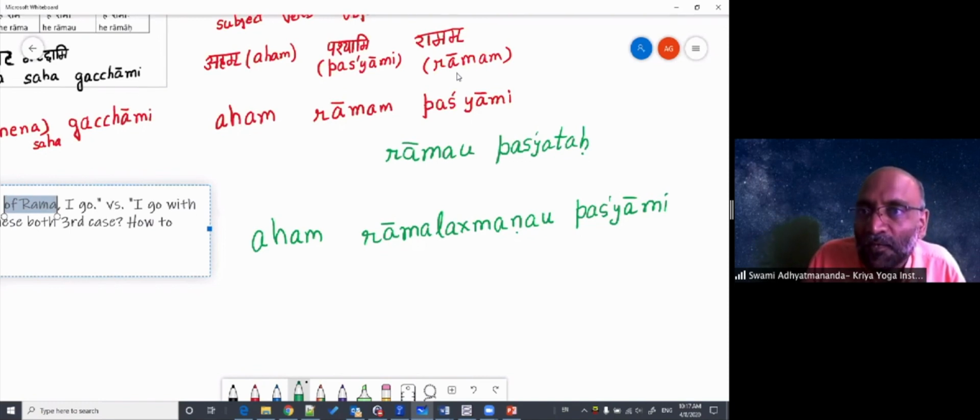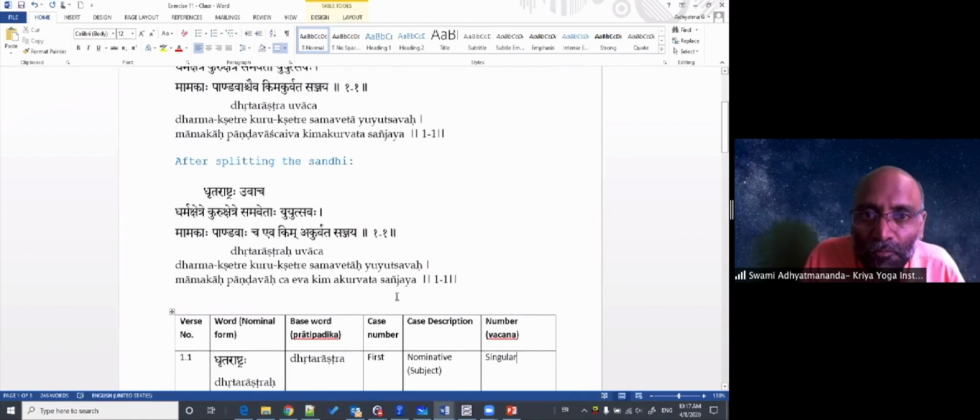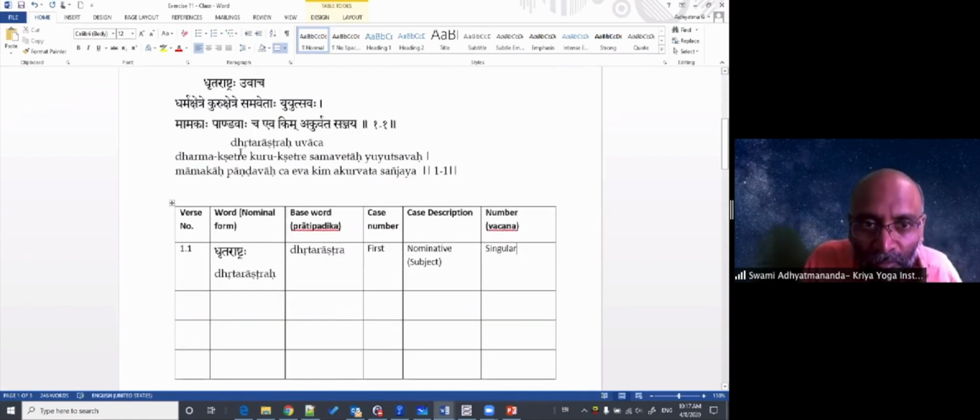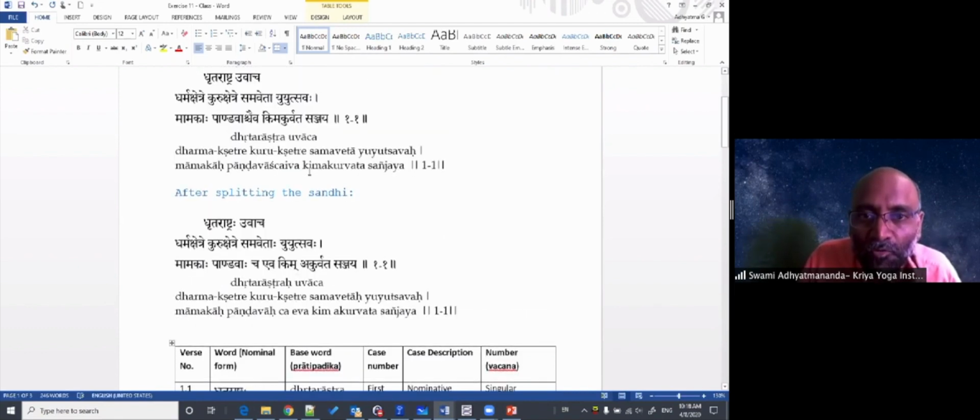Somebody is asking, can I do one more example in the exercise? I'll do the whole thing for verse number 1, but I'll do one more for you right now. Let's say dharma kshetre. Now you see this word dharma kshetre. Remember, the hyphen here is only for ease of pronunciation. It is actually one word, even after splitting sandhi. It is not two words. There is a difference which I had explained earlier also.